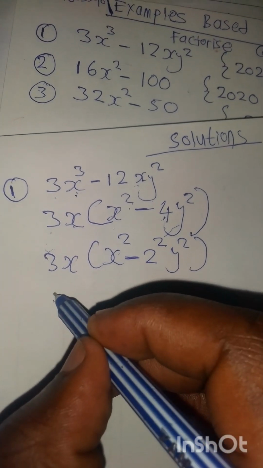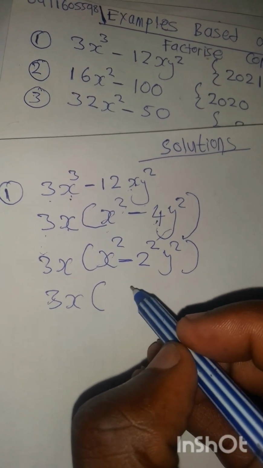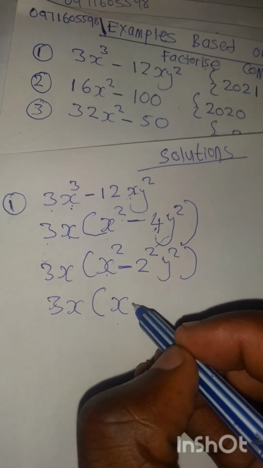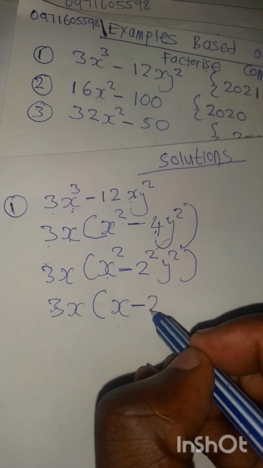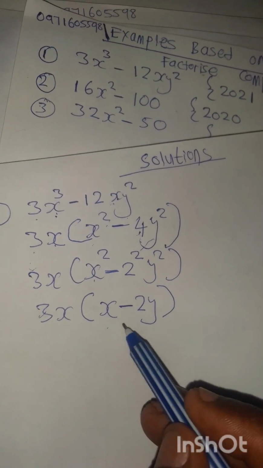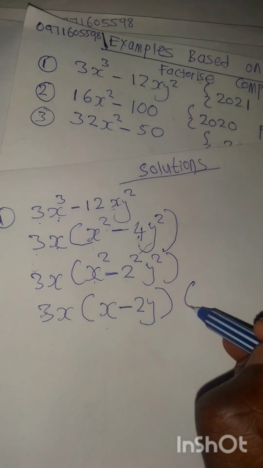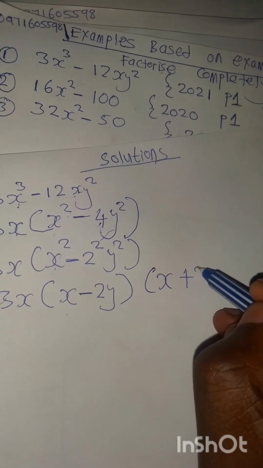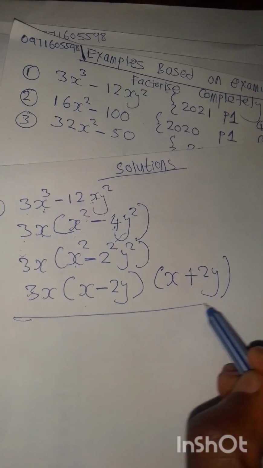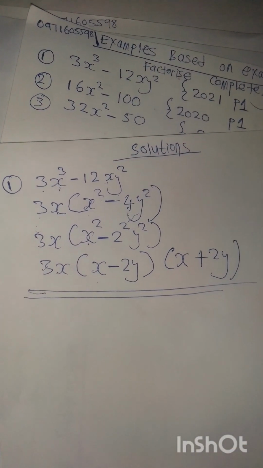So we are going to have 3x, open the bracket, then we have x. Since here there is x, we just pick 1. Then minus this 2, pick 1, and y, pick 1. We repeat exactly the same thing, but we just change the negative sign. So we say x plus 2y. Then we say we have factorized completely question 1.